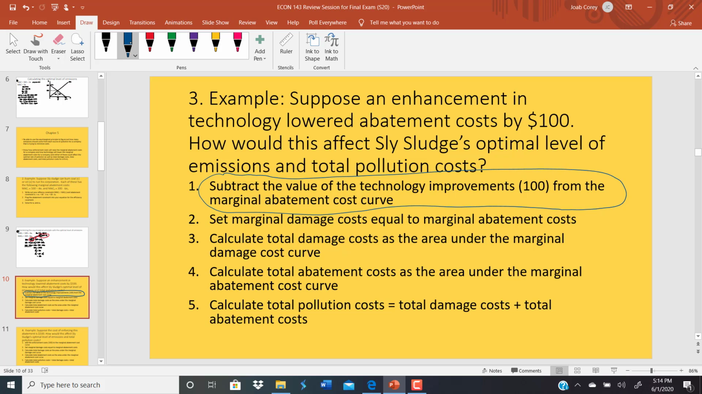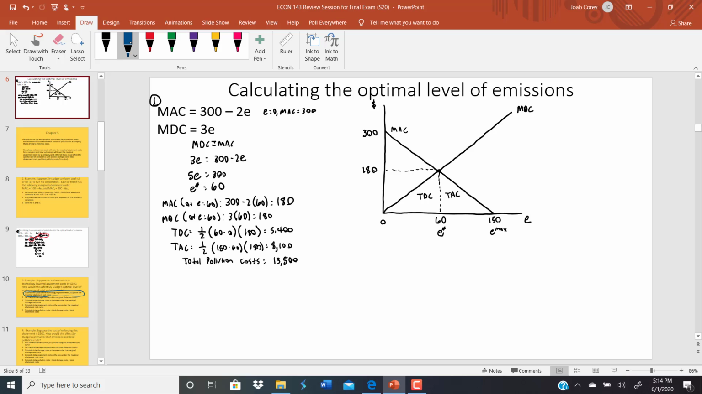You set the marginal damage cost equal to the marginal abatement cost and calculate out your total damage costs, your total abatement costs, and your total pollution costs in the same way that you did before, right? So let's go through that example just to make sure that we can do that in case you get that on the exam. So we'll call this example number 3 here.